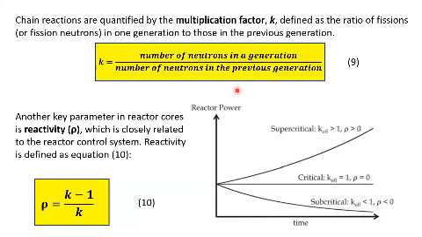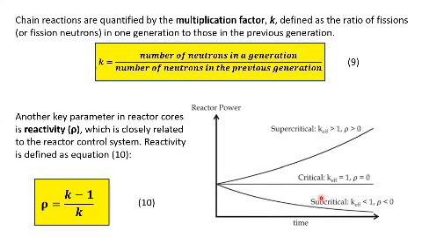Another key parameter in reactor cores is reactivity, or rho, which is closely related to the reactor control system. Reactivity is defined as equation 10. Rho is K minus 1 divided by K.